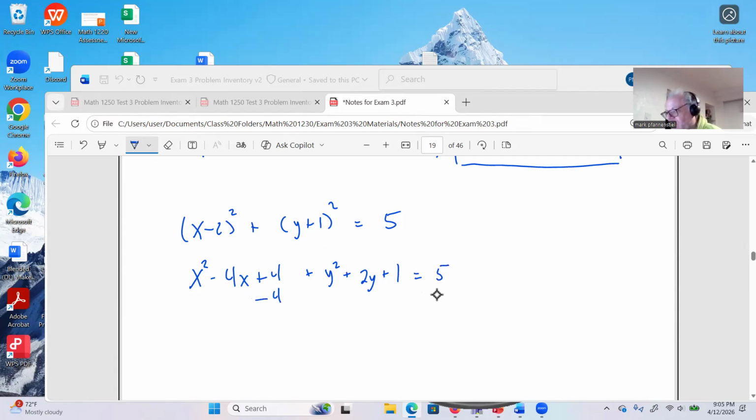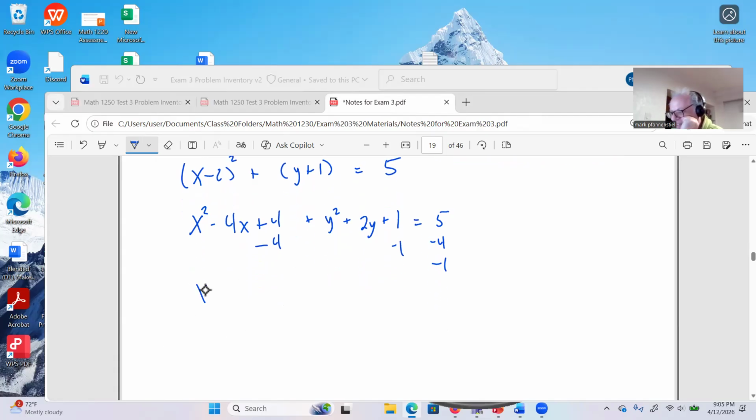We'll subtract 4 from both sides. We'll subtract 1 from both sides. It's almost as if this problem were made for you. So here we have x squared minus 4x plus y squared plus 2y is equal to 0. Let's go ahead and recombine some terms here. So we have x squared plus y squared is equal to 4x minus 2y.